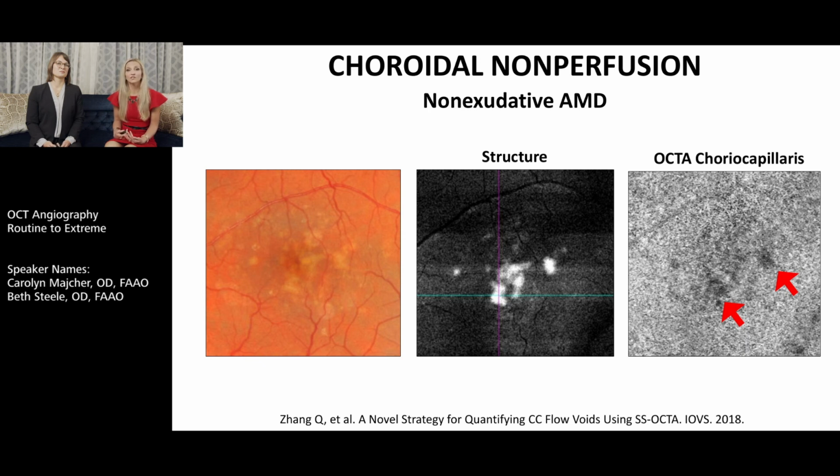But research thus far suggests that it certainly is not just shadowing effect. Even if we compensate for the shadowing effect of the drusen themselves, this hypoperfusion is still present. This is a real thing that's occurring underneath drusen in AMD.